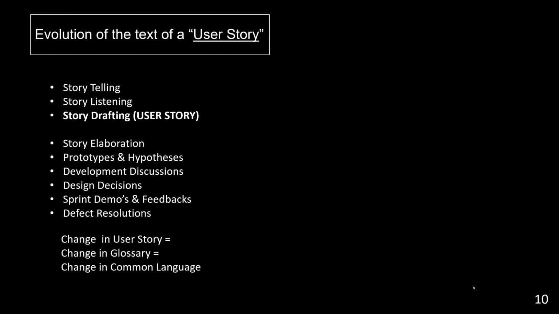As the text of our user story changes, alters, expands, it is actually our glossary that is undergoing a change. It is the definition of words, terms, events, roles, etc. that are changing. It is our common language that is going through a modification, the ubiquitous language.